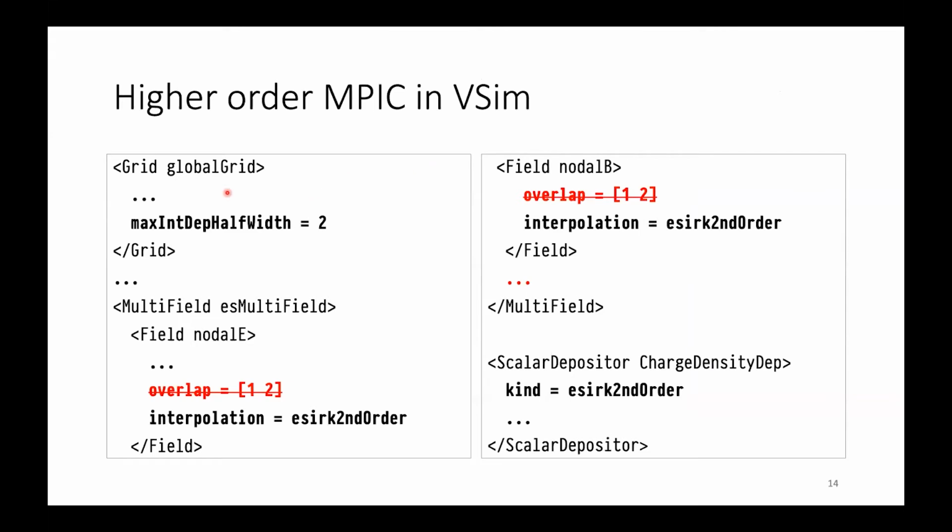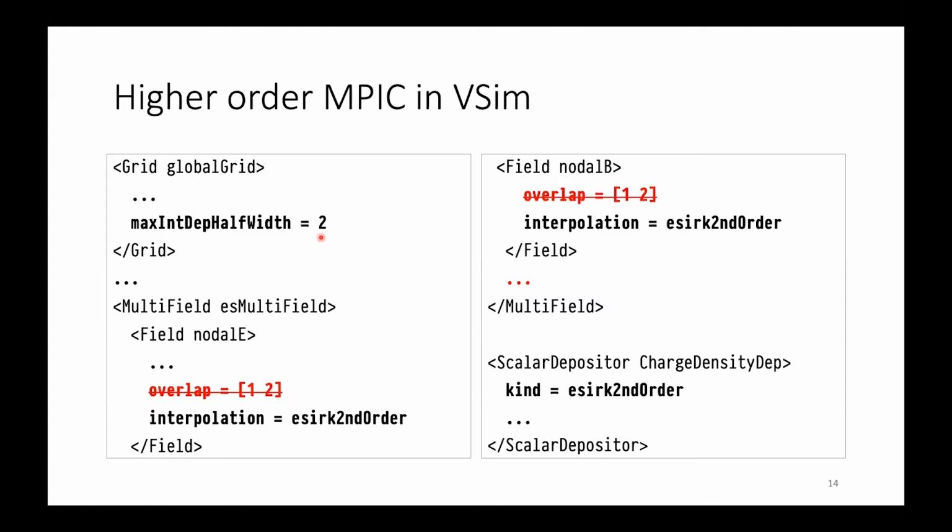The first thing we need to do in the grid is increase this max int dep half width. That basically tells VSim how wide the maximum stencil is that we're going to apply, that we're going to interpolate either charge or forces from. And so in an area weighting simulation, this would be 1, but we now need to make it wider so that we can do these higher order interpolations.